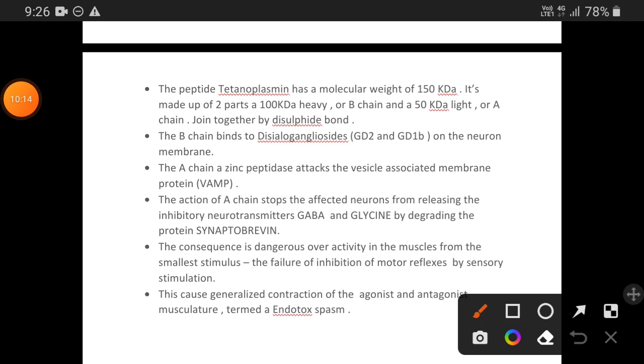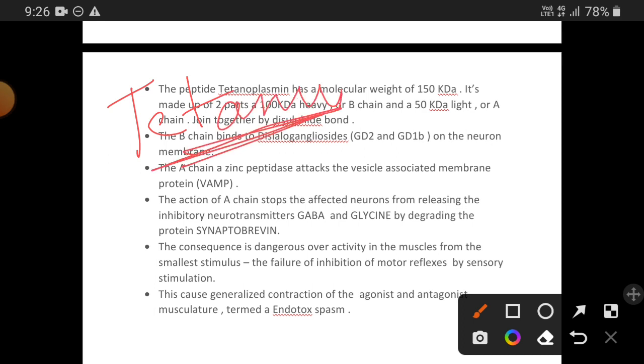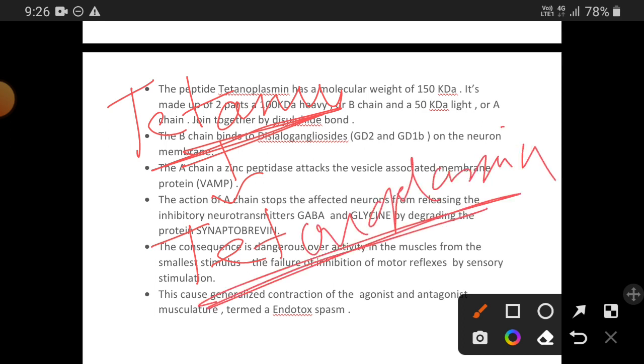So here the mode of action is exactly the opposite of our botulinum toxin, right? In case of tetanus, the toxin name is tetanoplasmin. So tetanoplasmin is a neurotoxin, an exotoxin, an AB type toxin, right? So it is secreted by gram positive, obligate anaerobic, spore forming bacteria.